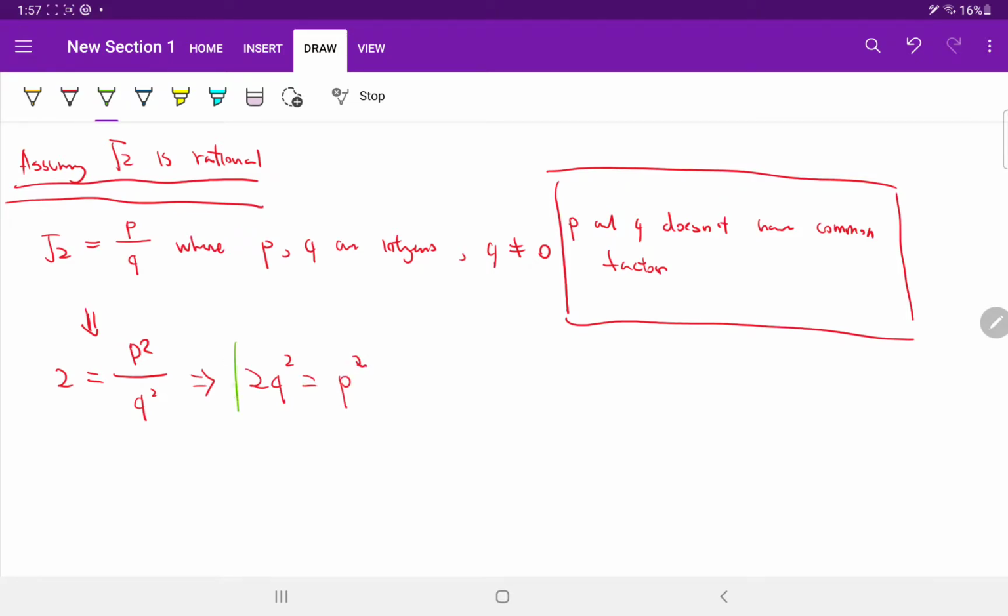If you look at the structure, you'll find that the left side is an even number, because q is an integer, and if you multiply an integer by 2, you'll for sure get an even number. So we know that 2q squared is an even number, and we have an equal sign in the middle, which means that p squared must also be even. So p squared is even as well. And one of the properties is that if p squared is even, then p must also be even.